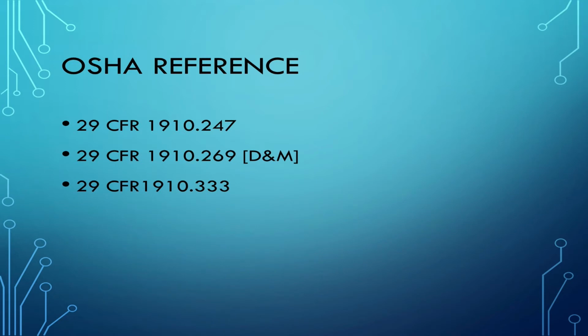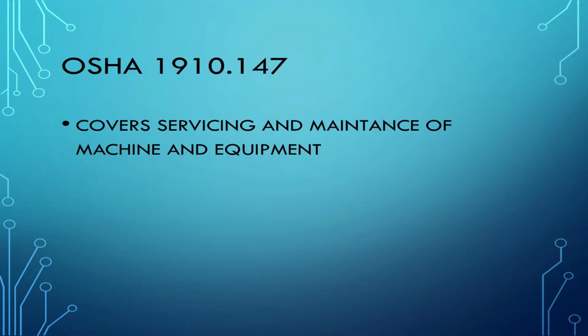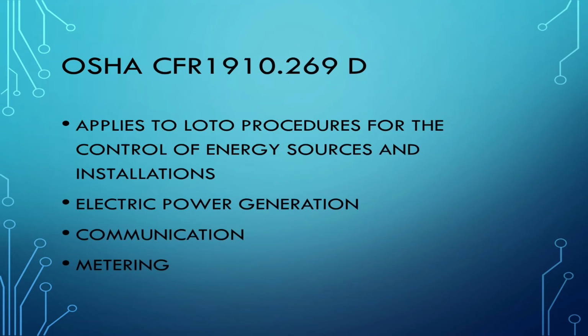OSHA references, like I said, 1910.147, 269, 333. There are lots of articles on lockout tagout. 1910.147 covers servicing and maintenance of machines and equipment. 1910.269 applies to lockout tagout procedures for control of energy sources and installation, electric power generation, even communication and metering, stuff we use every day. It's part of our work day every day, those items we just listed.